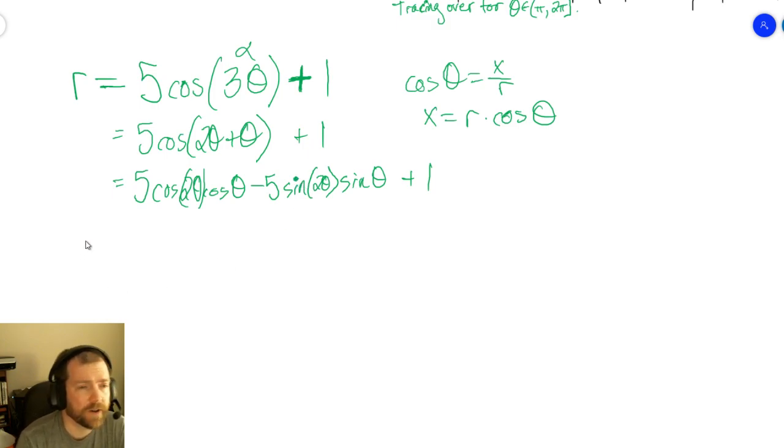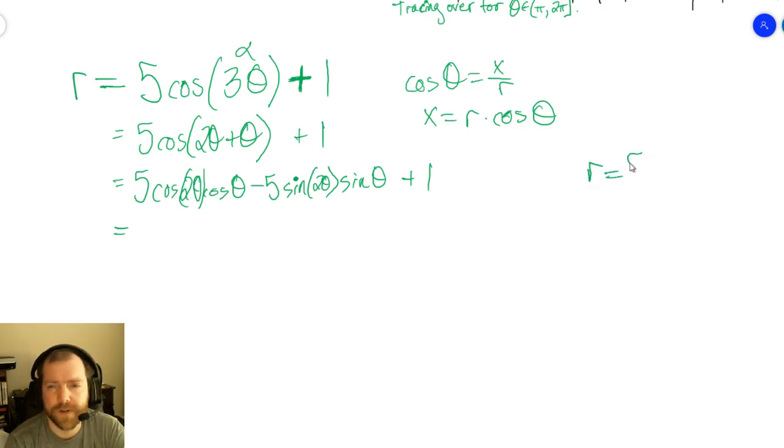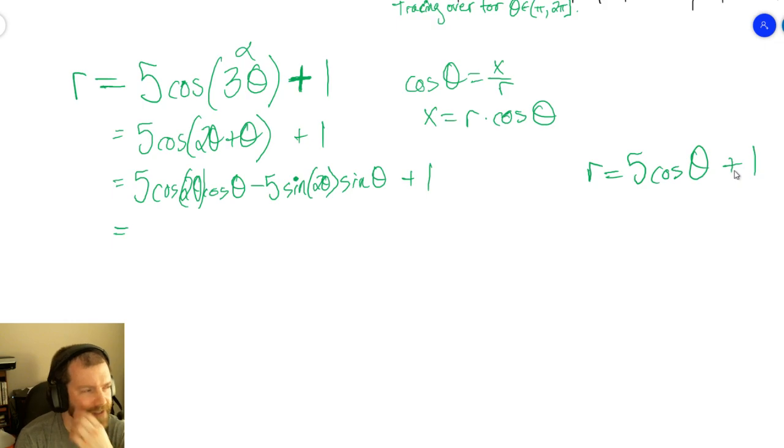Okay, now I'm actually kind of curious how you would do this. So, you know what, let's just skip over here for a second. So if this was r equals 5 cosine of theta plus 1, and that's it. Let's just try this. We might be able to, let's see.